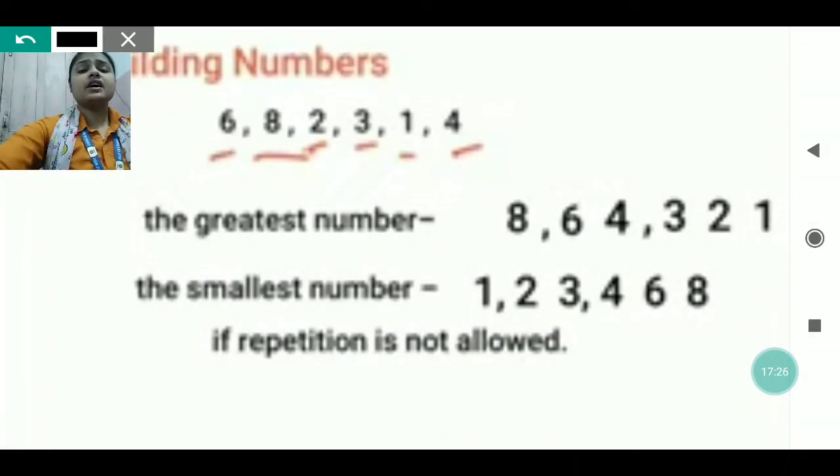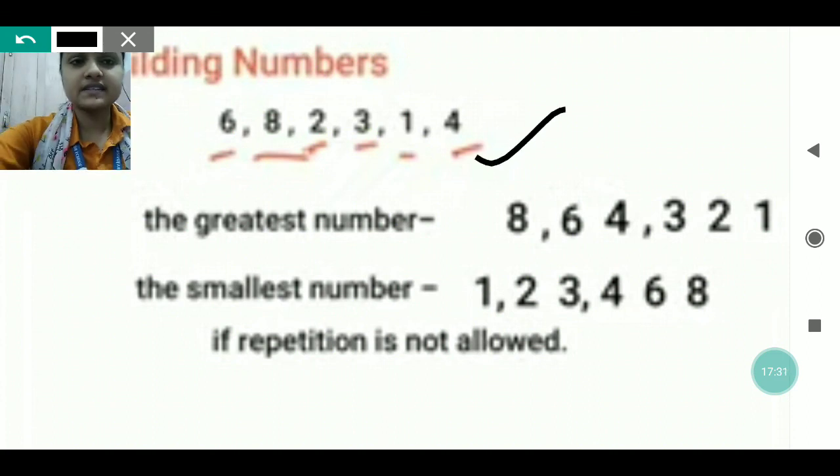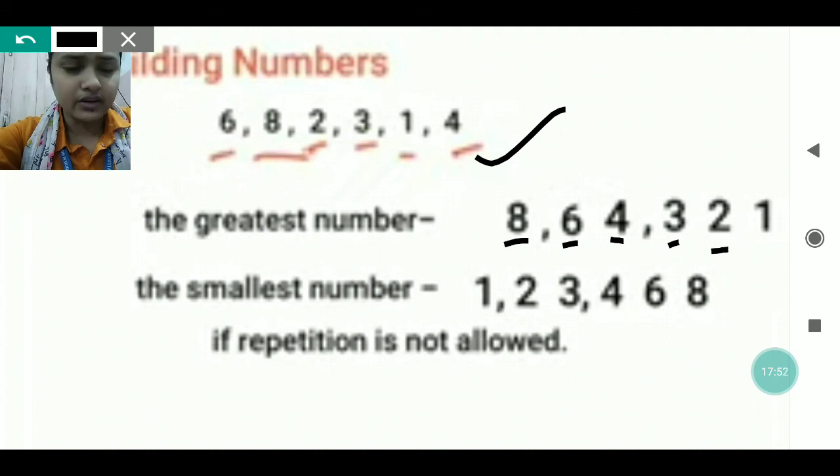You can see, by seeing this, that this is the number 6,82,314. After every number there is a comma. By using these 6 digits, you will form the greatest number and the smallest. So for forming the greatest, from the largest to the smallest, you will write. The largest is 8, then 6, then 4, then 3, then 2, then 1.